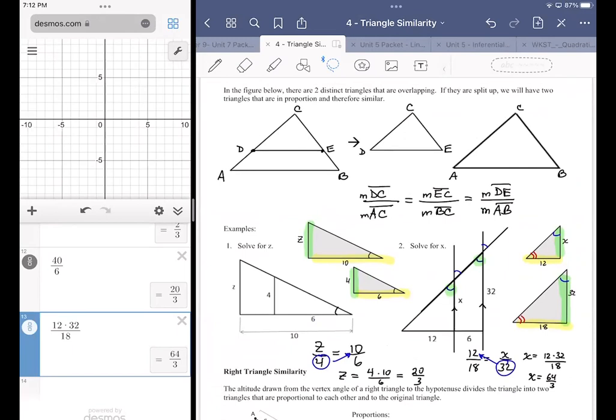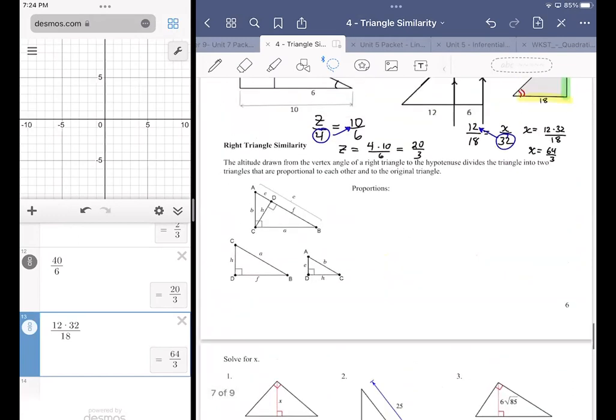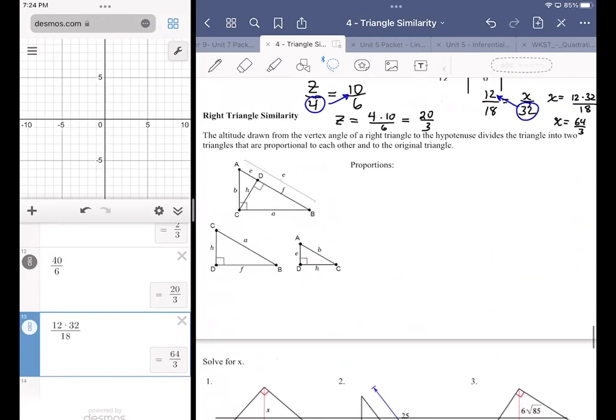So I'm gonna resume recording. So right triangle similarity. A right triangle can be broken up, if you drop an altitude, into two other right triangles, each of which would be proportional to the original triangle. Right? So it's kind of mind-bendy to think about that.